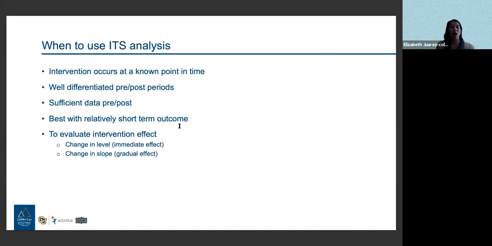ITS is better used when we have a relatively short-term outcome. The reason is that if the outcome is long-term, it's going to be much harder to make the case that the changes in the outcome are due to the intervention. If we have to wait a long time, there might be so many other things happening at the same time as the intervention occurs.